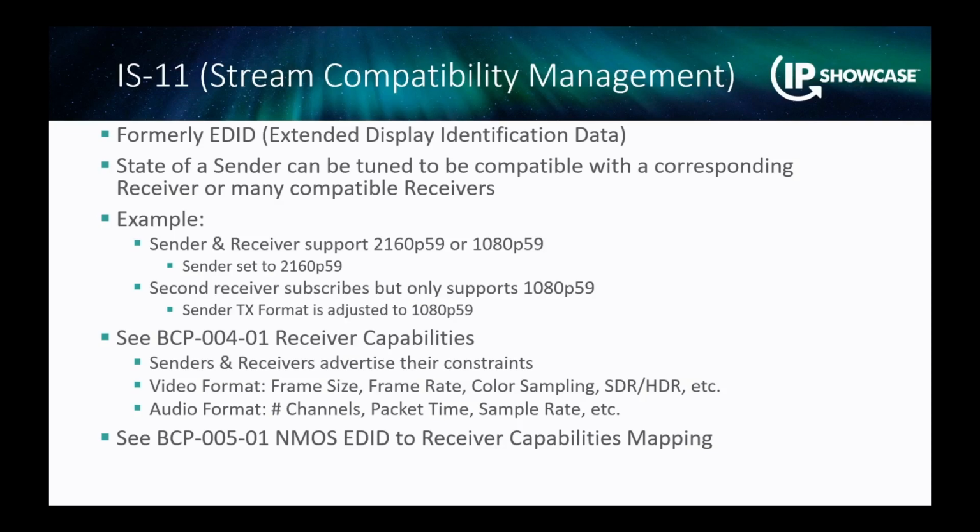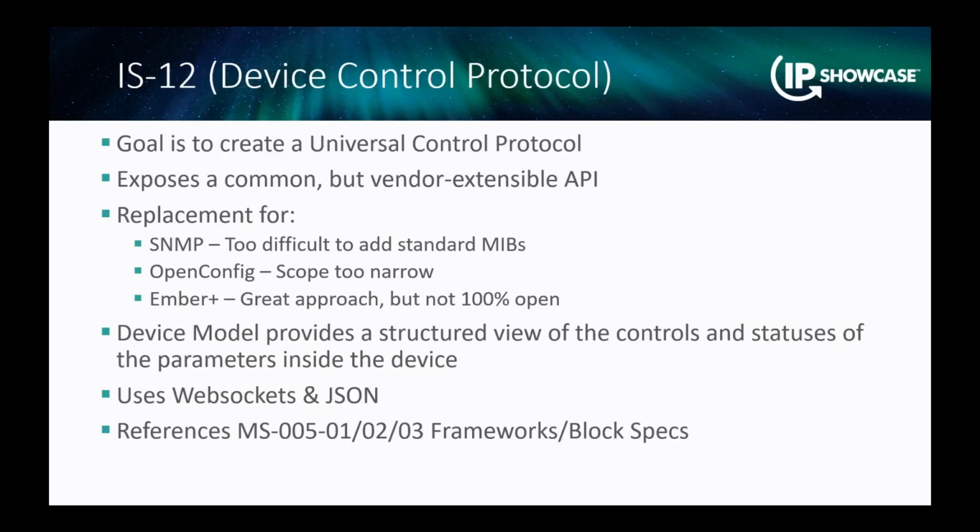This is just a place that you could browse to with your web browser, or the controller can browse to and read a little data file that says, hey, here's what I'm capable of. Here's my video format, my frame rate, my color sampling, my SDR, HDR capabilities. And then this BCP-005 specifies how I can map my EDID information into that. So, nice little handy piece.